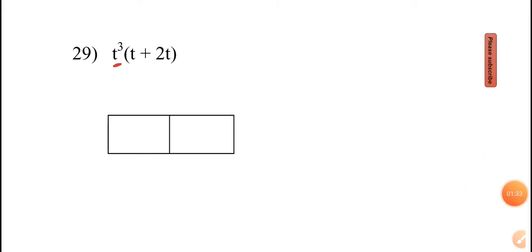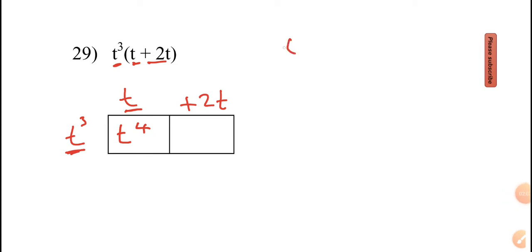Question 29 now. So I can see t cube outside the bracket, so I'll write t cube here on the left. Then where I can see a t there, that t will go on the top, so that was a t inside the bracket, and then the plus 2t I'll just put here. So t cube times t is just t to the power of 4. Why is that? Well, t cube is t times t times t, and then we want to times it by another t, so that's how we get t to the power of 4.